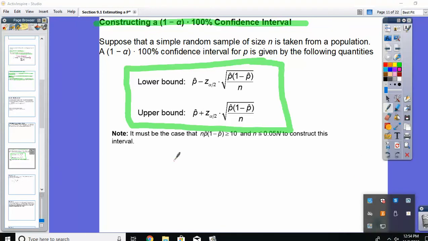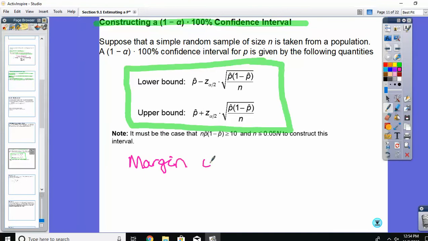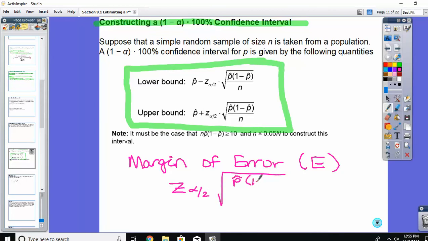If I just ask you for the margin of error, sometimes that is just denoted with a capital E. That's this thing that we're adding and subtracting. So that is z alpha over 2 times the square root of p-hat times 1 minus p-hat over n. We've seen it as the square root of p times 1 minus p over n.